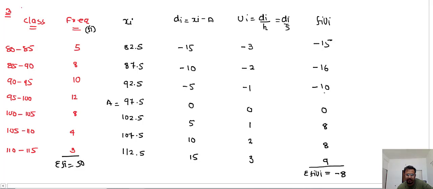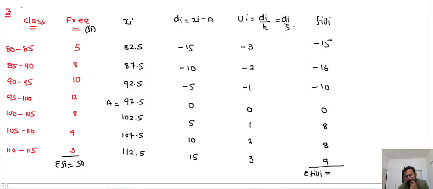So it is your sigma f_i u_i, negative 16. Minus 16.